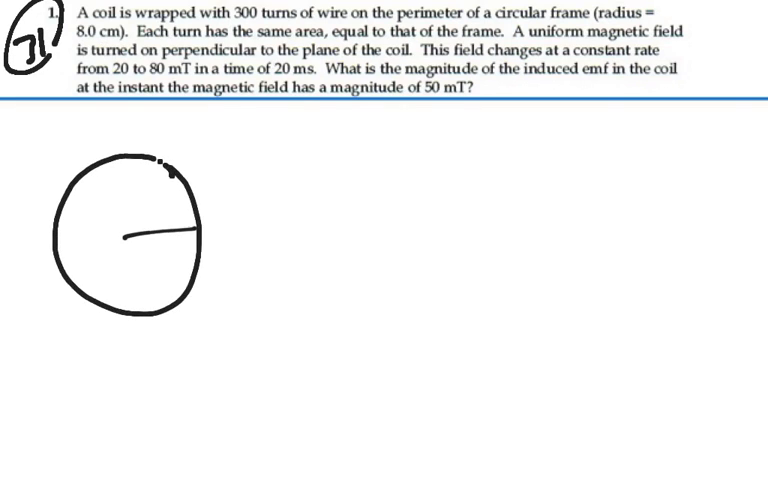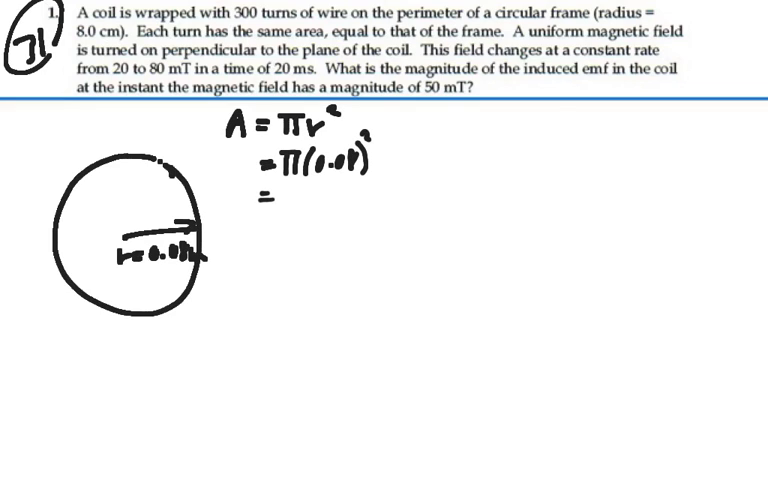Radius of the coil is given as 8 centimeters, 0.08 meters. So we can figure out the area of this coil. That's going to be pi r squared. Pi times 0.08 squared gives us 0.020 meters squared. Okay, so that's the area of this coil.